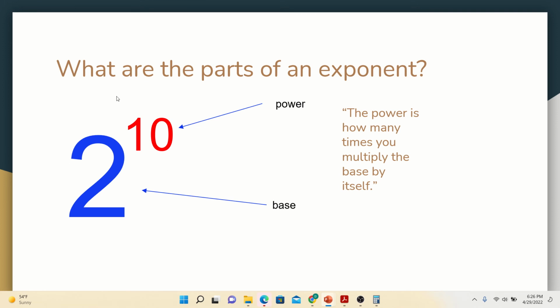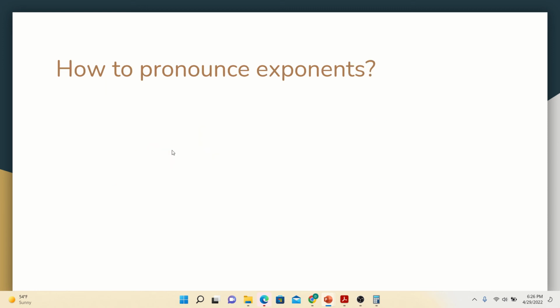But then the 10, which is small and goes on the top, is called the power. So the relationship between both of them is that the power is how many times you multiply the base by itself. So 2 to the power 10 would mean 2 times 2 times 2 times 2 all the way until 10 times. So that is what 2 to the power 10 means.